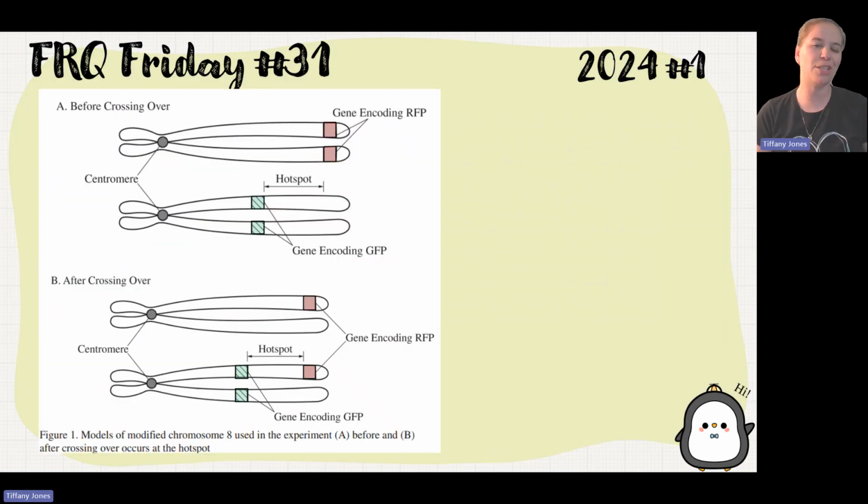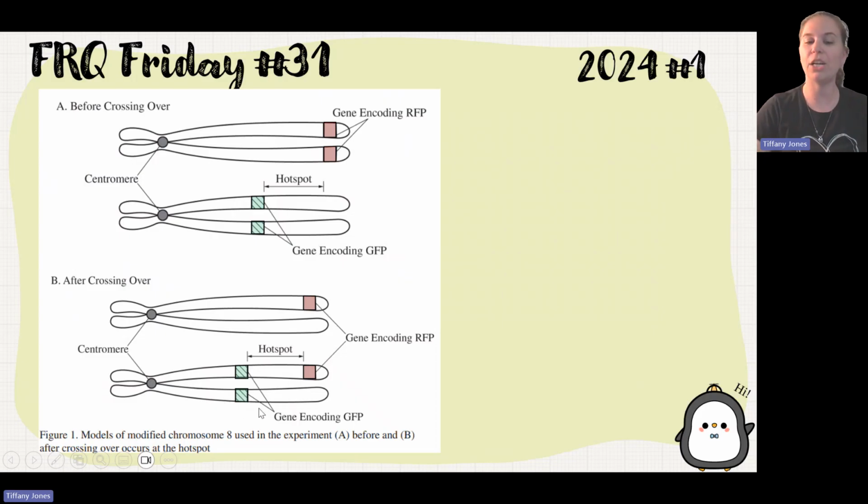So I did color code them just to make it a little bit easier to follow. And so here we have our chromosome that has our red fluorescence, and then this one has our green fluorescence. And so after crossing over, we can see that this top one did not have crossing over, so it still has the red. This one had crossing over and it lost its red fluorescent protein, but this one right here was the one it crossed over with, and so now it has green and red.